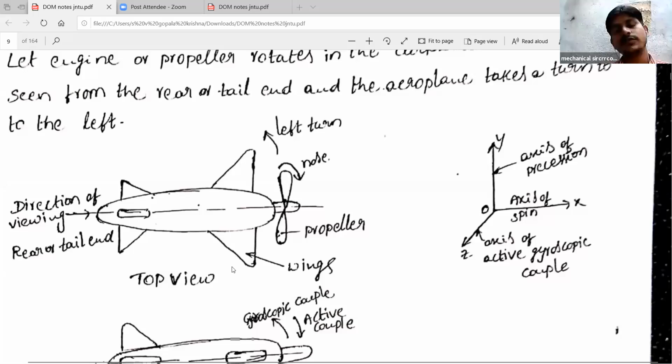Coming to the second condition: the engine or propeller rotates clockwise when viewing from the rear end or tail end, and the plane takes a right turn, this side. You will also observe the direction of rotation. The plane will take to this side. For example, I will show you the annotations. You will observe that.